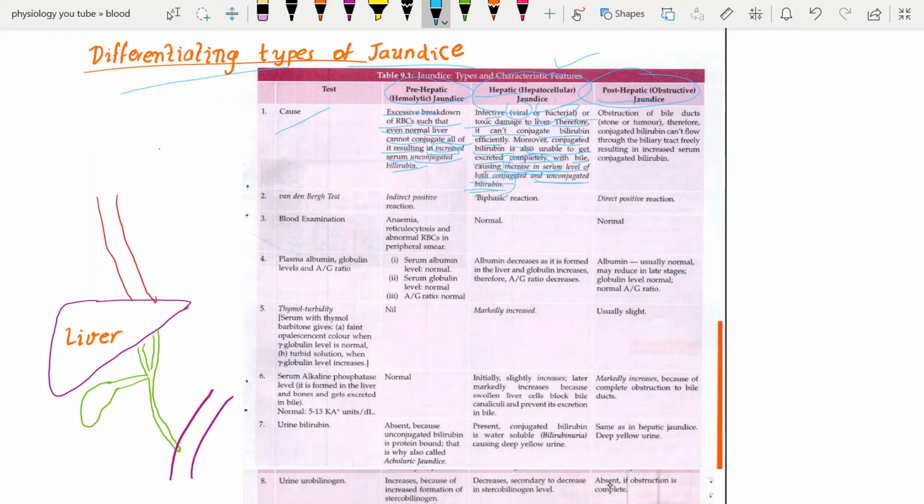Now the post-hepatic: obstruction of the bile ducts. As its name says, obstructive jaundice. There might be a stone or a tumor. Therefore, conjugated bilirubin can't flow through the biliary tract freely, resulting in increased serum conjugated bilirubin.